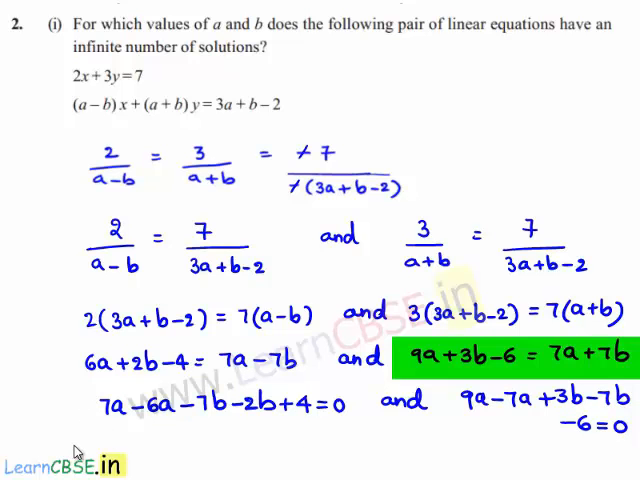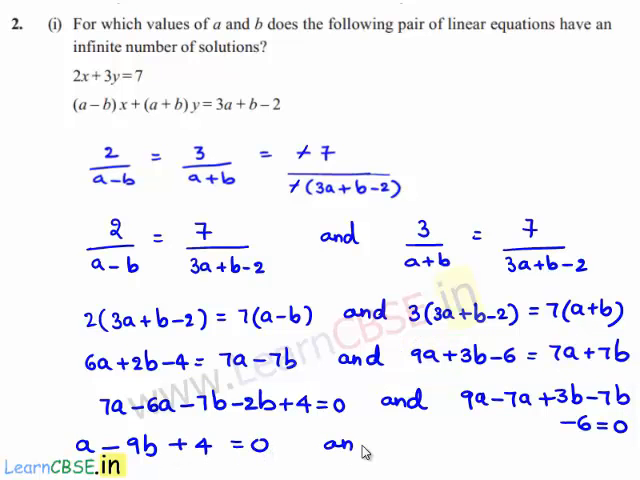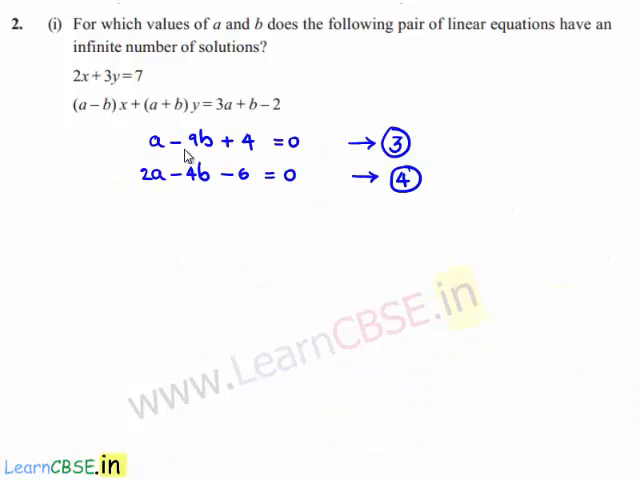So this equation becomes a minus 9b plus 4 is equal to 0, and 2a minus 4b minus 6 is equal to 0. Now we got two equations. a minus 9b plus 4 is equal to 0, let this be equation number 3, and 2a minus 4b minus 6 is 0, this is equation number 4. So let us solve both of these equations by cross multiplication.